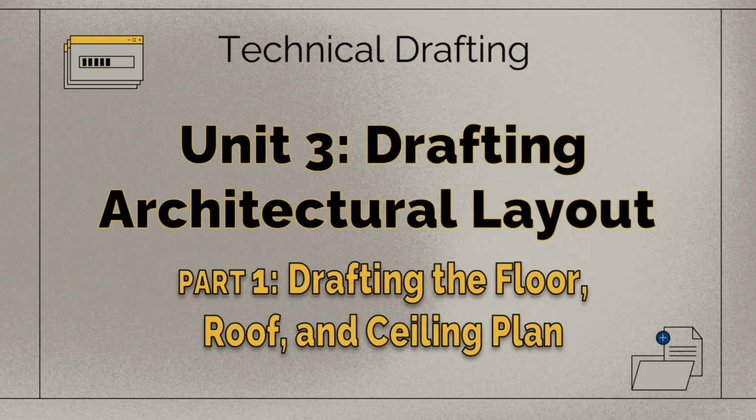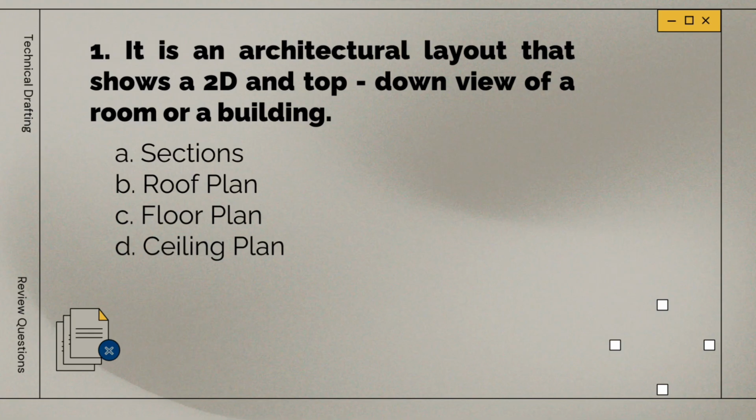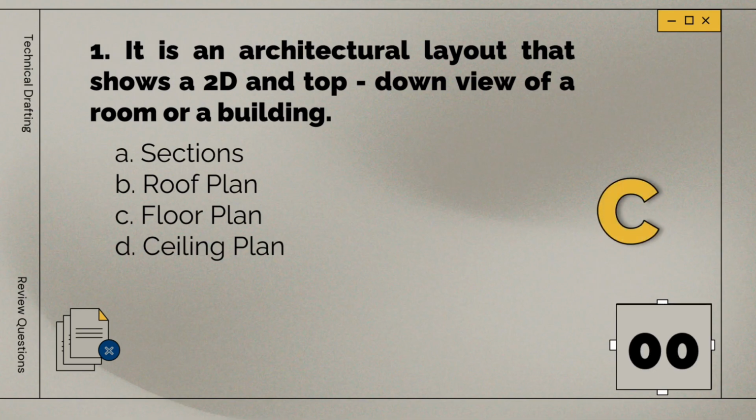TLE. Technical Drafting Review. Drafting Floor, Roof, and Ceiling Plan Module. Question number 1. It is an architectural layout that shows a 2D, top-down view of a room or a building. The correct answer is letter C, the floor plan.